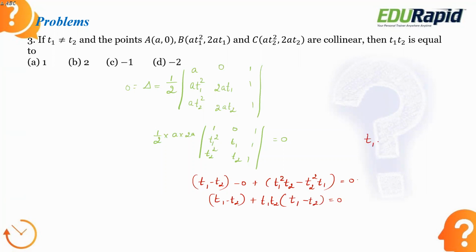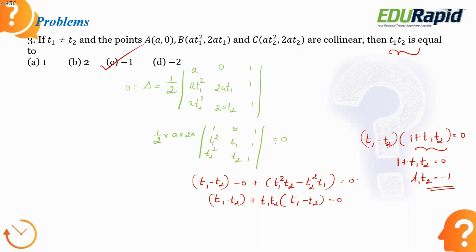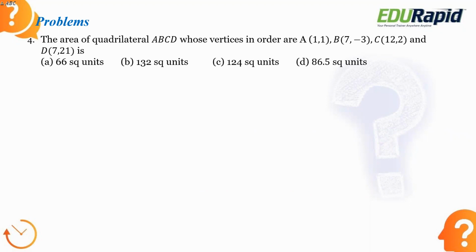Now again, if I take out T1 minus T2 common from both these, I have 1 plus T1 T2 equal to 0. So from this, I can clearly say that 1 plus T1 T2 is equal to 0, so T1 T2 is equal to minus 1. That is what they've asked us, the product of T1 into T2, that is minus 1. Is that clear? If any doubts, please ask. I'll explain it once again.